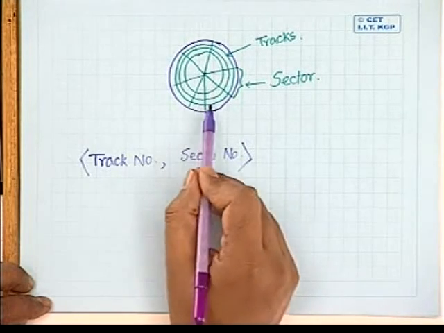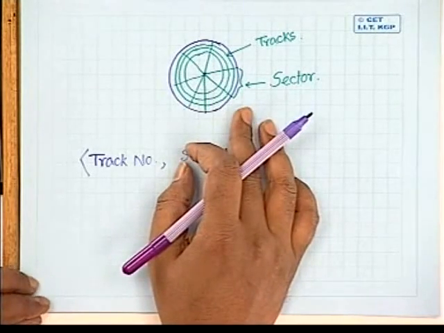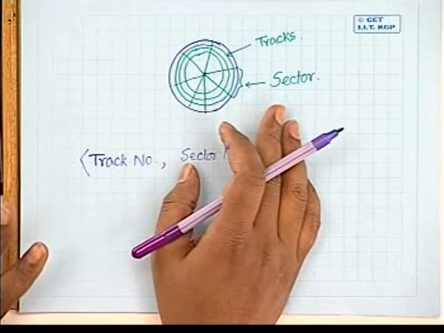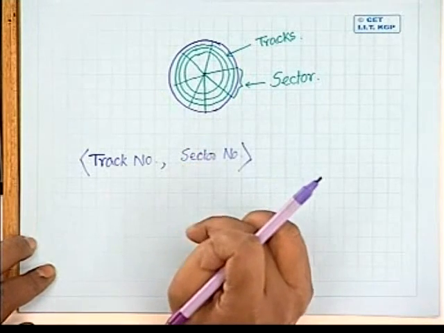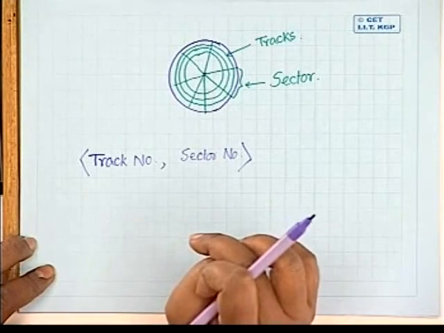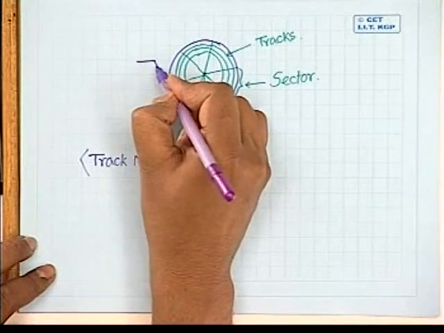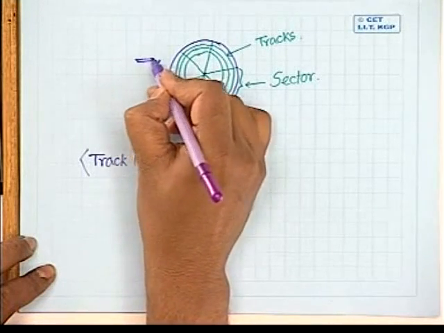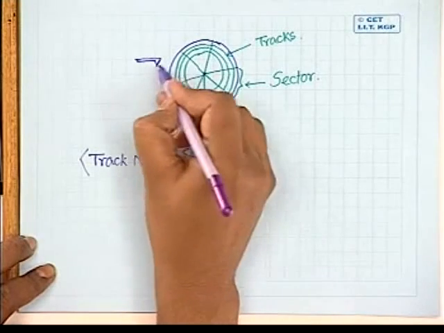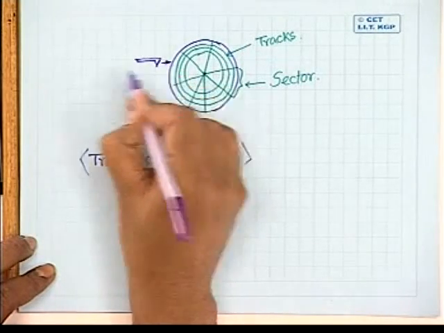Okay. Then accordingly, depending upon the number of surfaces on which the data can be stored, I have to have so many read-write heads. So if it is a single-sided disk, a single read-write head will be sufficient. If it is a double-sided disk, I have to have two read-write heads. Okay. And the read-write heads are arranged like this. So this is a read-write head which moves over the disk, and it moves in the radial direction.